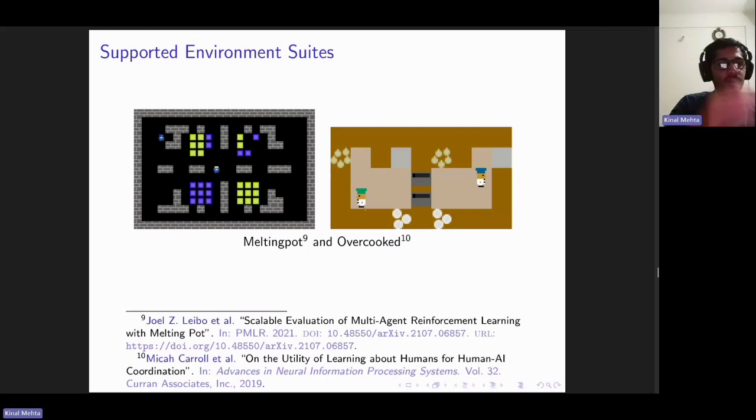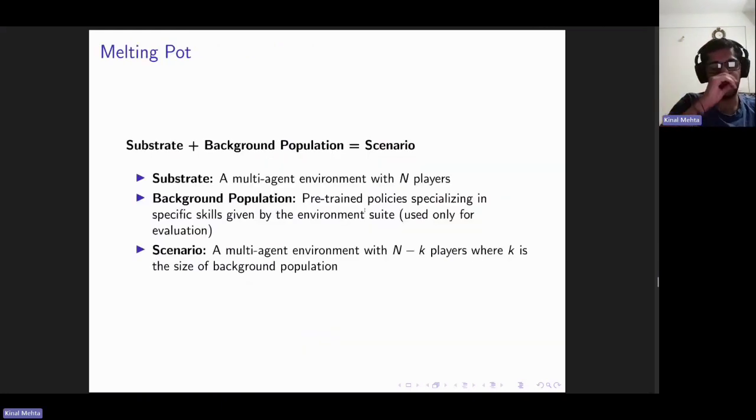Melting Pot is specifically designed for social generalization, and it defines some key terms, which I'll go through first. A substrate is basically an environment. It is an entire multi-agent environment. Background population: let us say we have an entire game, and we have some pre-trained policies available. For some k which is less than n, we use those pre-trained policies as the action selection for that population of k agents. Combining the substrate with the background population leads to a scenario. So as we keep changing the background population, it leads to different scenarios.